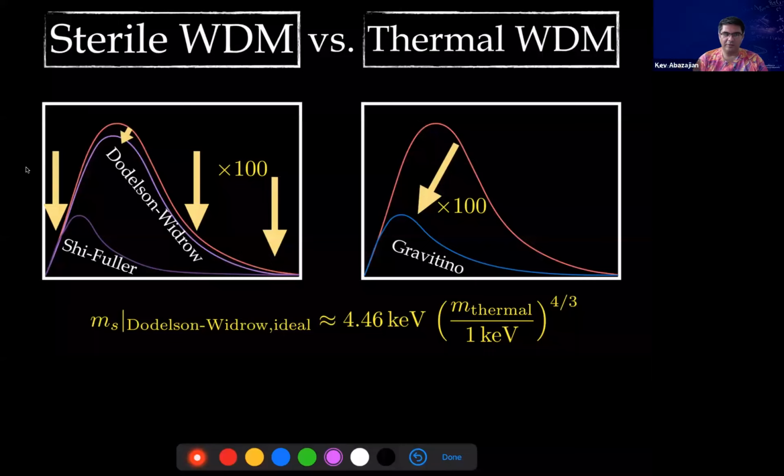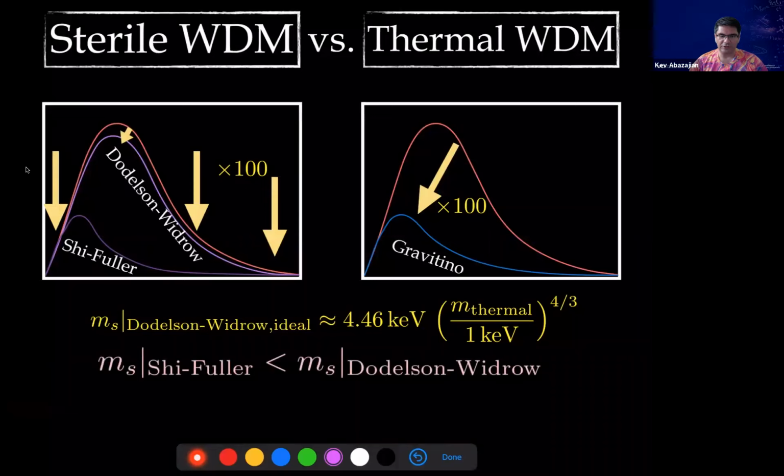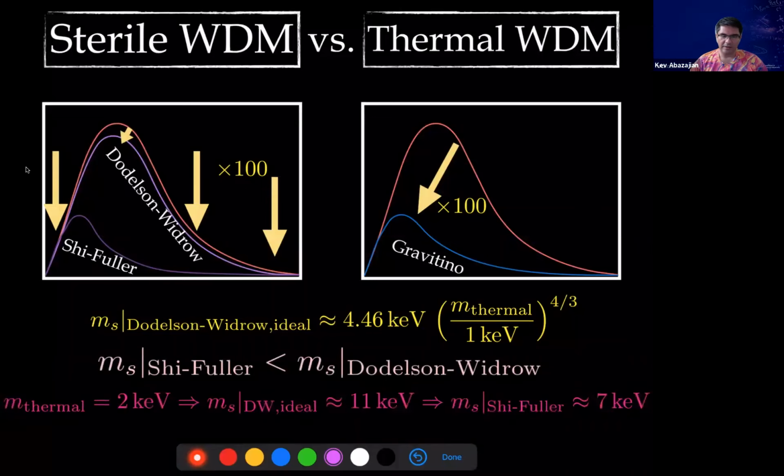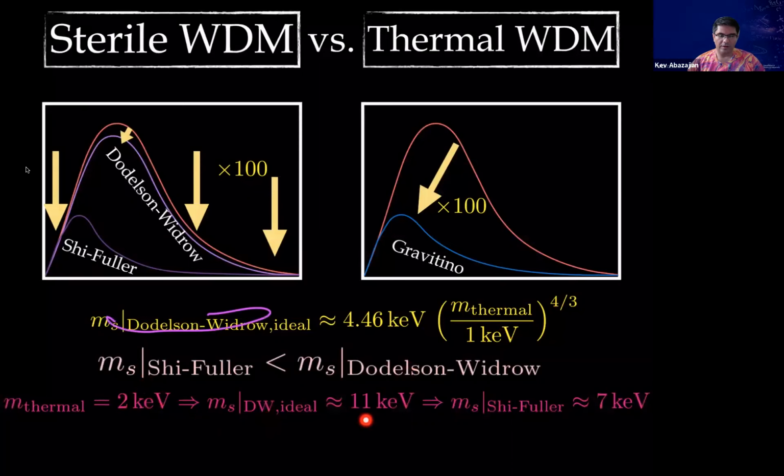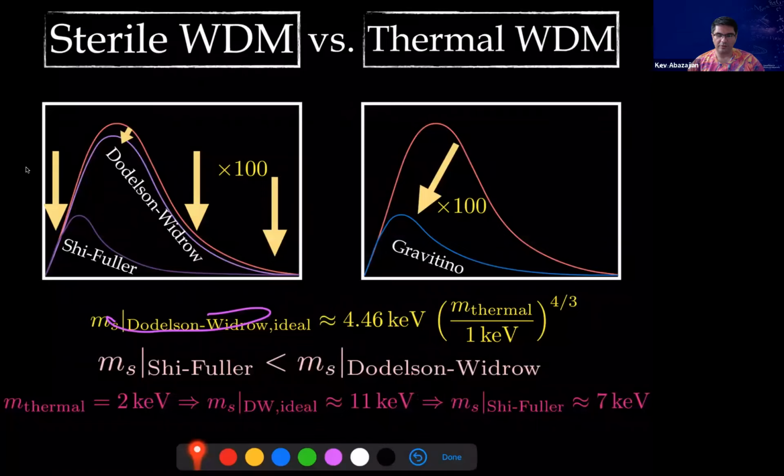So all of these things have different properties as to how they free stream. So when you work it all out, there are certain relationships, and I won't go through them in detail, but basically the mass of a sterile neutrino through the Dodelson-Widrow mechanism is about 4.5 times that of a thermal warm dark matter neutrino at the keV scale, and it actually separates more if you go to higher masses. And so like a 2 keV thermal, which is our golden number, we get 11 keV for a Dodelson-Widrow case, and for Shi and Fuller, it actually works out to be about 7 keV.